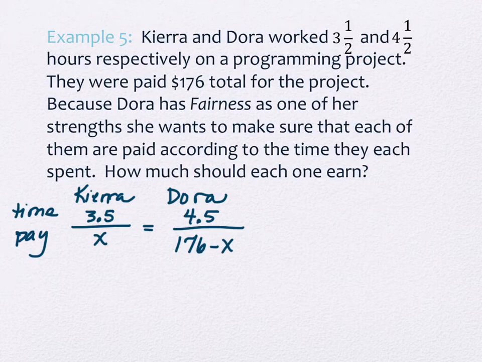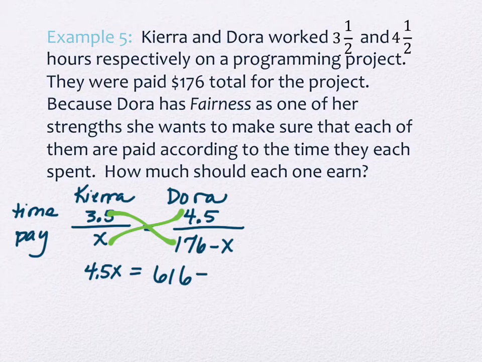So on this one, if I cross multiply, I have 4.5x on one side. On the other side, I have to be a little bit careful, and this is what I was talking about. This 3.5 has to multiply by the 176, and the 3.5 has to multiply by the negative x, both pieces. So 3.5 times 176, I have it written down. Is it 616? Yes. Good. And then the 3.5 times the negative x is negative 3.5x.